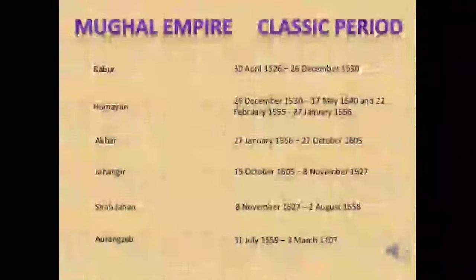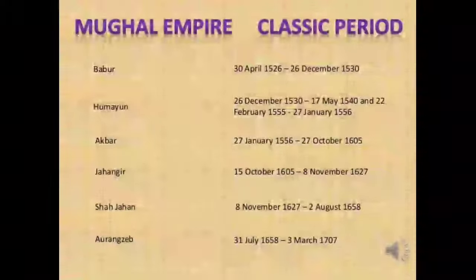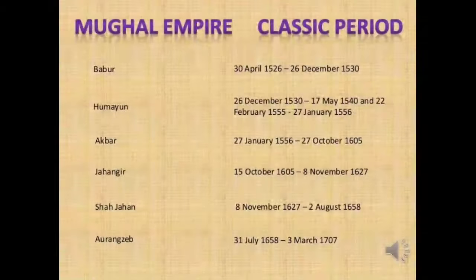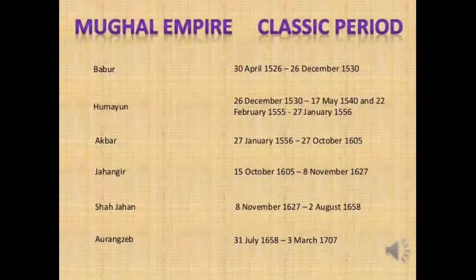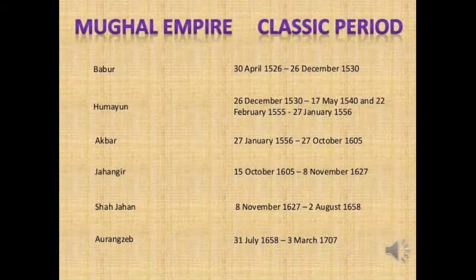Now moving to Nur Jahan. Jahangir married Nur Jahan in 1611. The original name of Nur Jahan is Meherunisha, that is, the light of the world. And then in 1612, the next year, Arjumand Banu Begum married the 3rd son of Jahangir, Khurram, known as Shah Jahan.